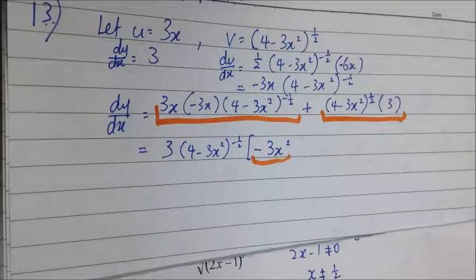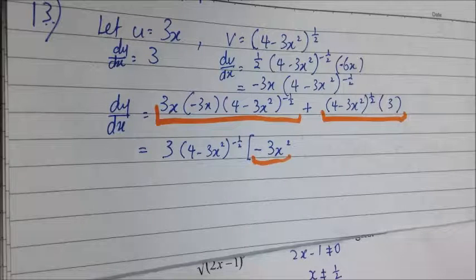No, this is 3x, then this is minus 3x, so together it is minus 9x squared. I took out a 3, left minus 3x squared, isn't it? Then where's the power half? This power, negative half, was already taken out, so no more. Is the first one okay?